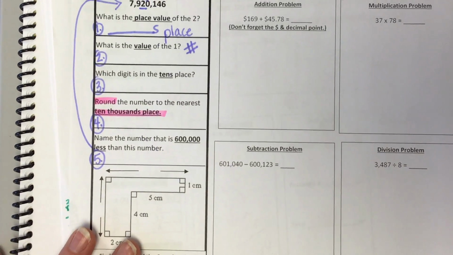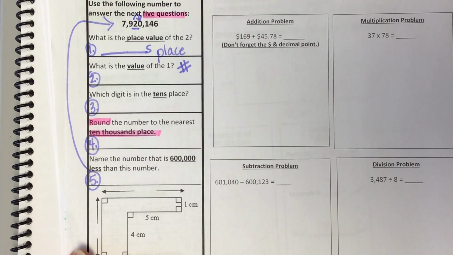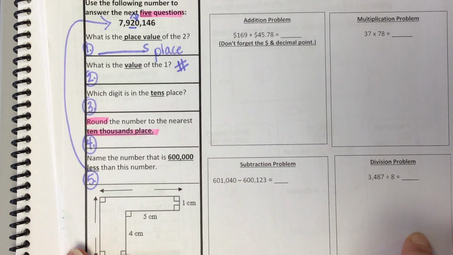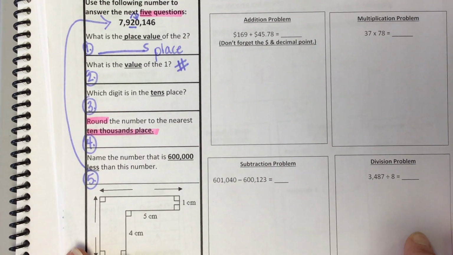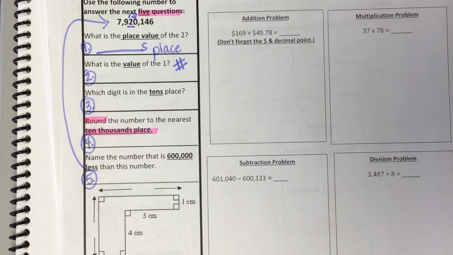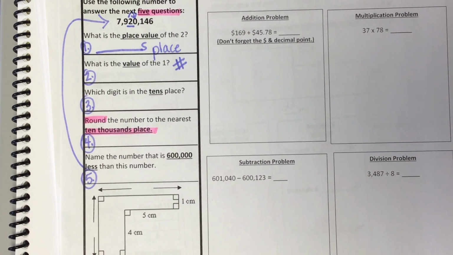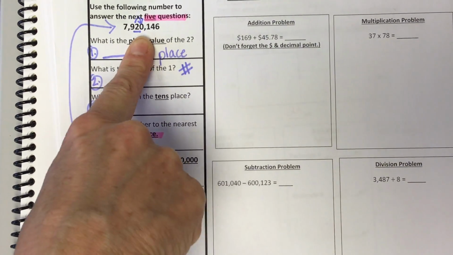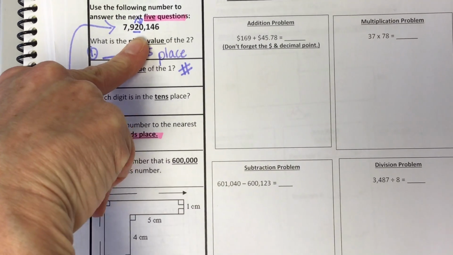Okay, yes, sir. Well, what does less than mean? Is it going to be smaller or bigger if it's less? Luke, is it going to be smaller or bigger if it's less? Well, you know, which one's less, 7 or 5? 5 is less than 7, so you're looking for a number less than this, 600,000 less. Okay?